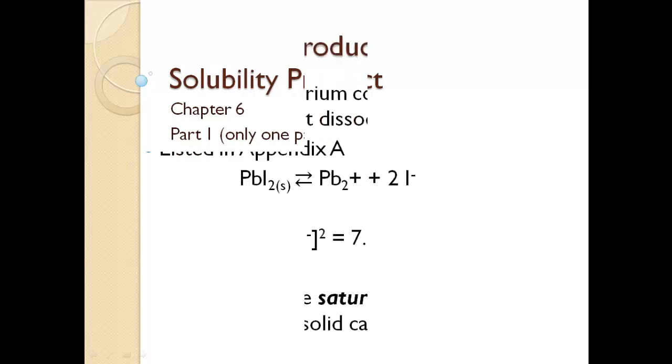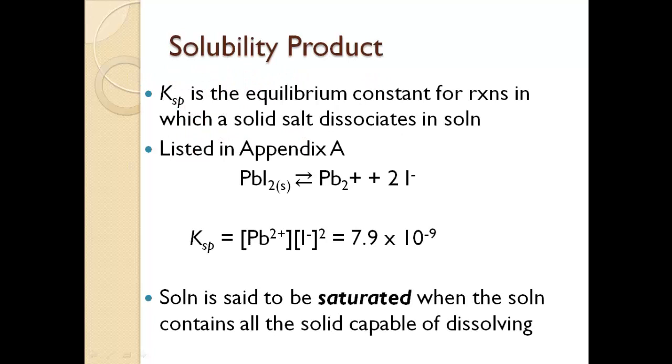Alright, let's get started. So Ksp is the equilibrium constant for reactions in which a solid salt dissociates into solution. Sp stands for, obviously, solubility product. We already know what equilibrium constants are. Now we know what the symbol is for a reaction that has a salt dissociating into solution. That's called the Ksp. There's a list of solubility products in Appendix A. I suggest that you look in Appendix A and make sure that you know how to find compounds and that you can read through the different charts that they have there.